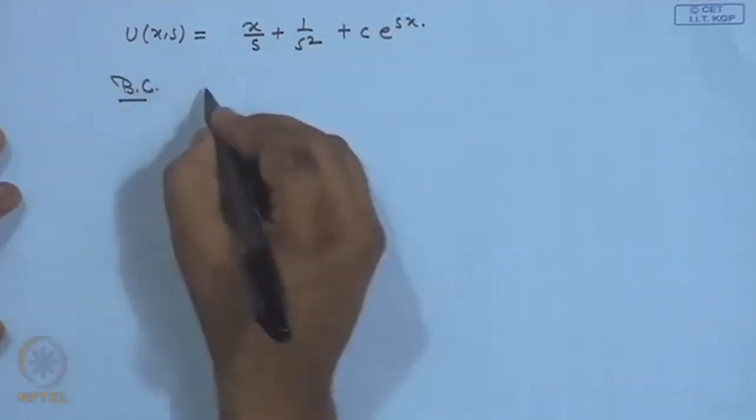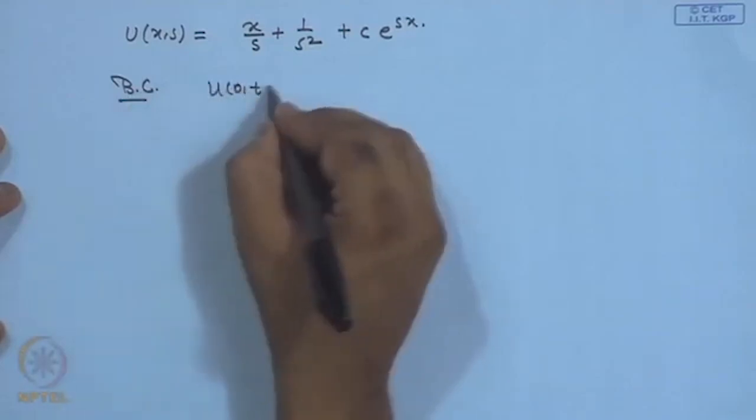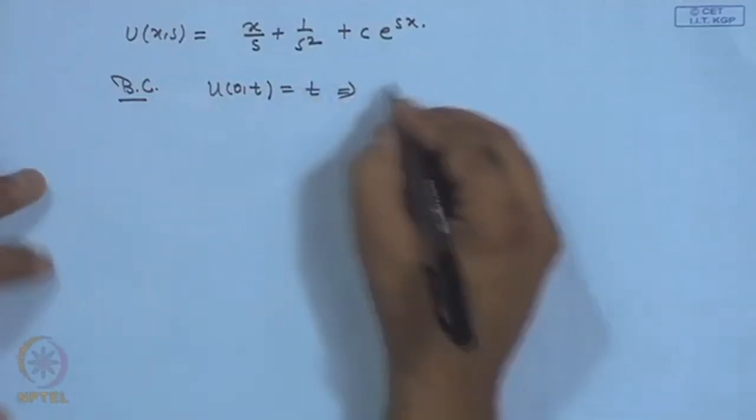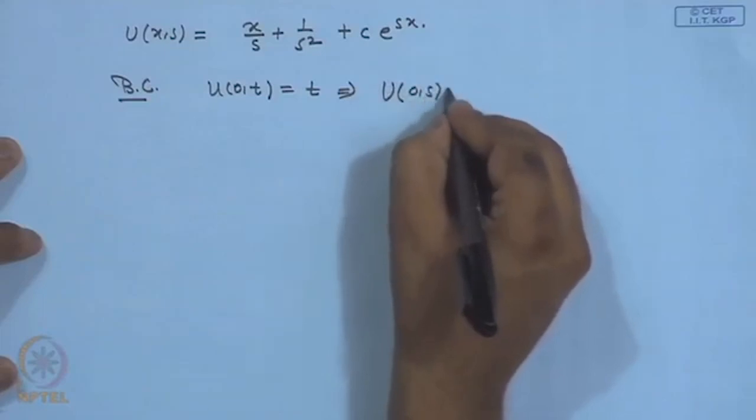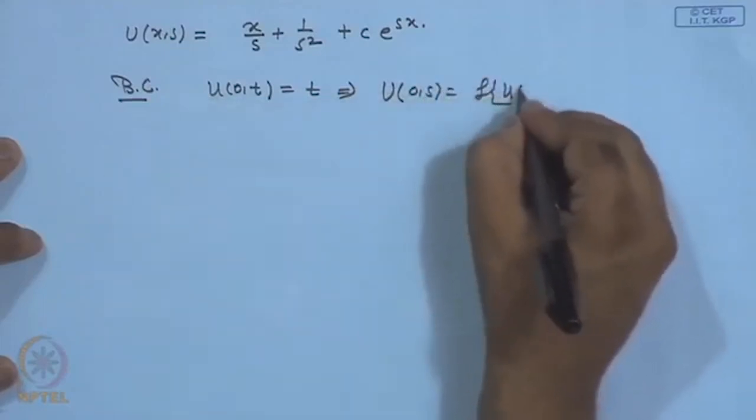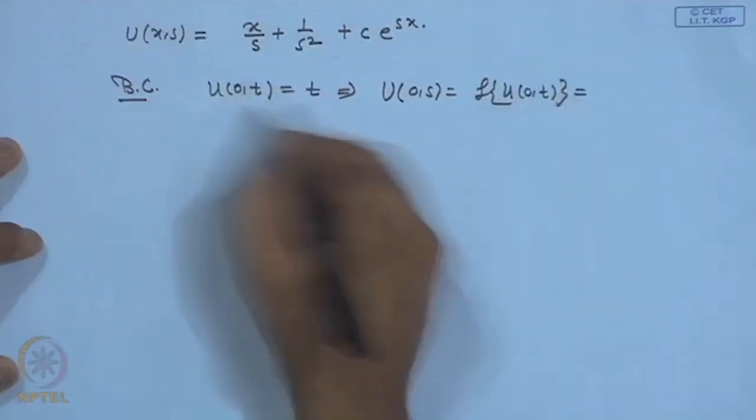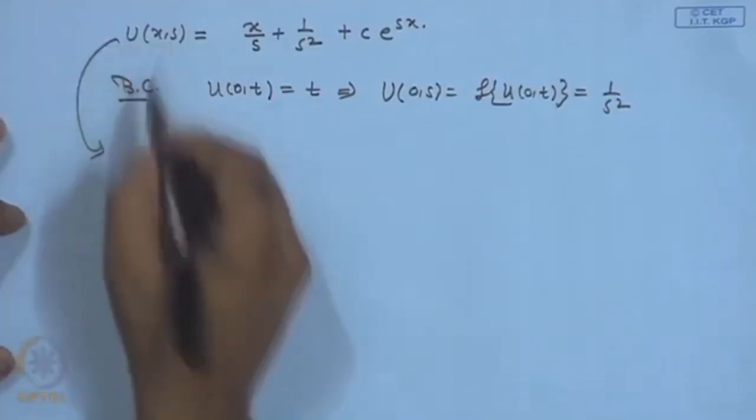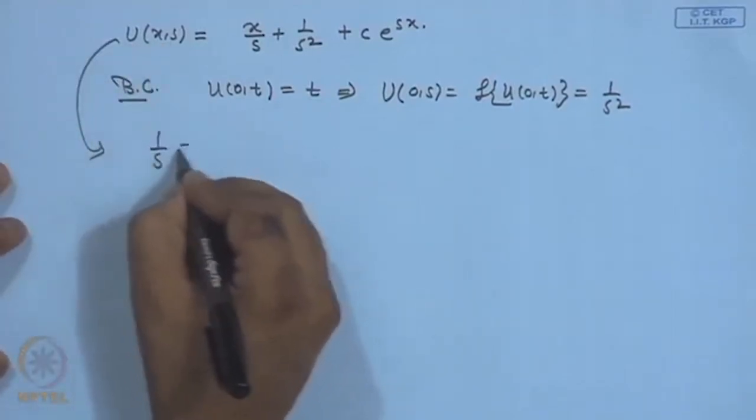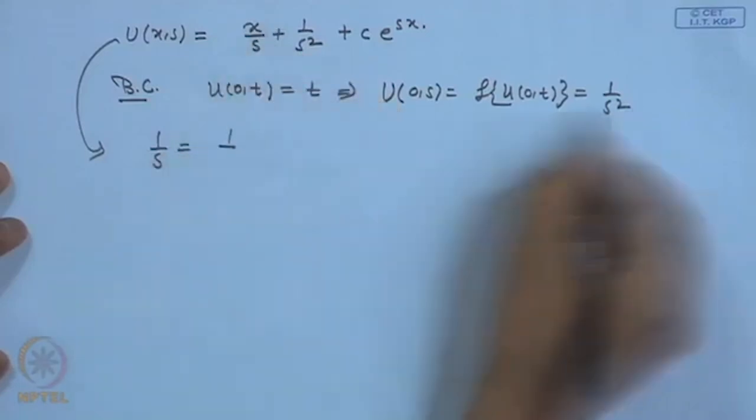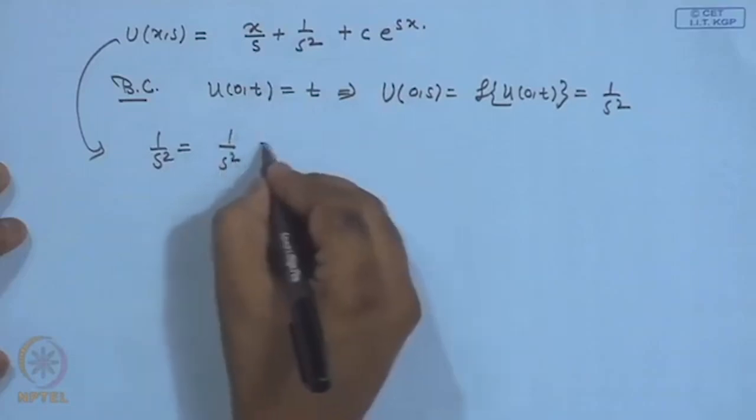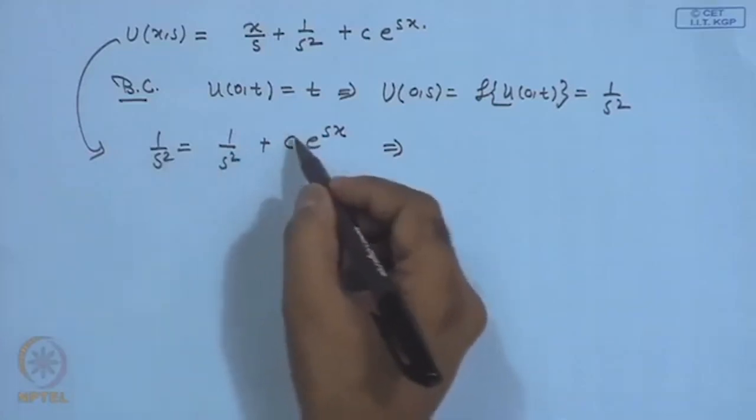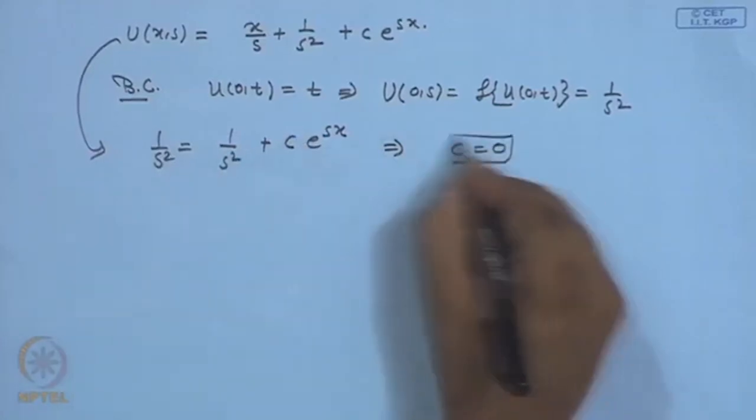The boundary conditions we have to use now. So, we have u at x equal to 0 is t, and if we take the Laplace transform on both sides, what we get is U(0, s), the Laplace transform of this u(0, t), and this is t, so we have 1 over s square. So, if we go back to this equation, put x equal to 0, we have 1 over s square, and then plus c e^(sx). So, what we see from here is that c must be 0.